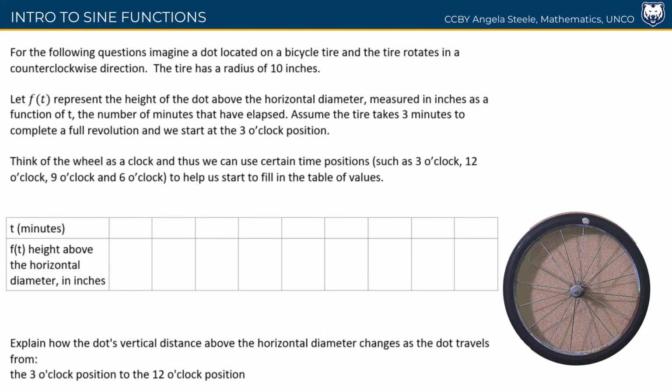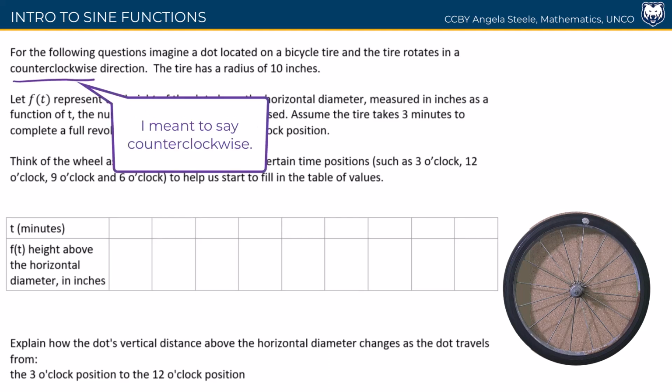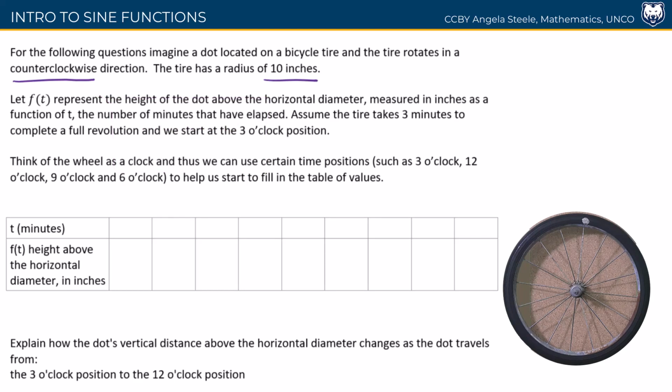Some key things that I want to highlight is that we are looking at the movement going clockwise, so that will be super important. We're also going to assume that it has a 10-inch radius. And then let's break down this paragraph right here. It's saying f of t, which represents the output, is the height of the dot above the horizontal diameter, measured in inches as a function of time. So that means that time is going to be our input.